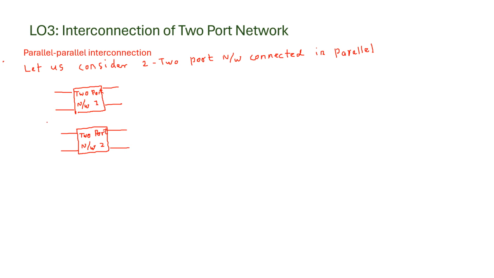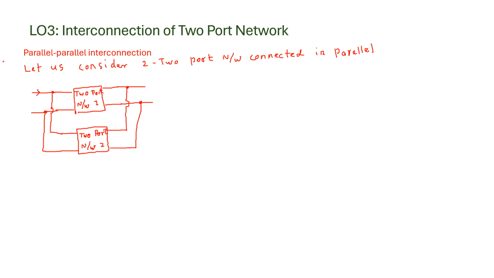In the parallel, voltage will be same and current will be divided. So suppose this is the, so what we can do, this we can connect it to over here, and this we can connect it over here. Similarly, we can connect these over here. Now these two networks, they get connected in parallel.